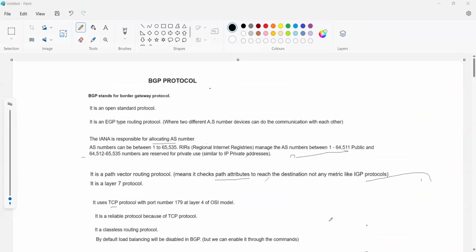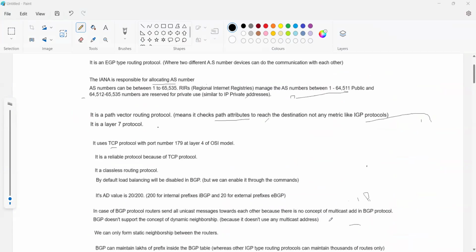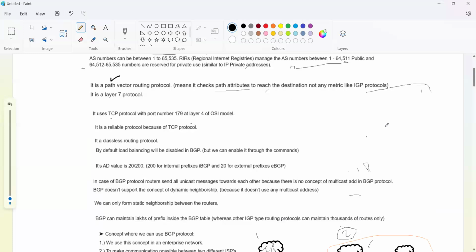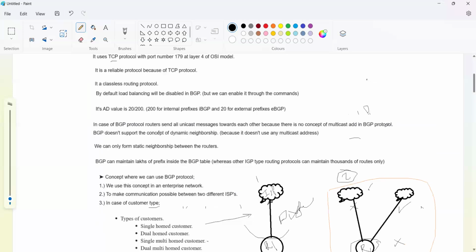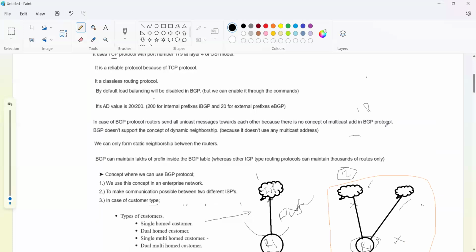So BGP stands for Border Gateway Protocol. It is an open standard protocol and it is an EGP protocol. It works in between two AS numbers, it is a layer 7 protocol and it is a path vector routing protocol. Path vector means here we have attributes like weight and local preference. With the help of those attributes, it selects the best path. It uses TCP port number 179, it is a reliable protocol and it is a classless routing protocol. By default, load balancing is disabled, and we have two AD values, 20 and 200: 20 for eBGP and 200 for iBGP.